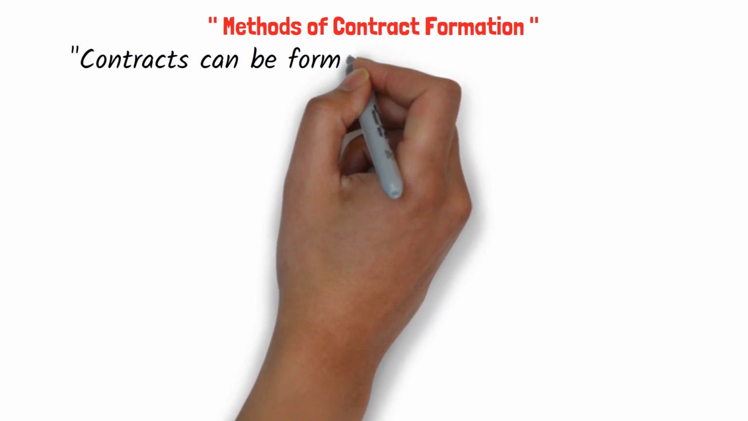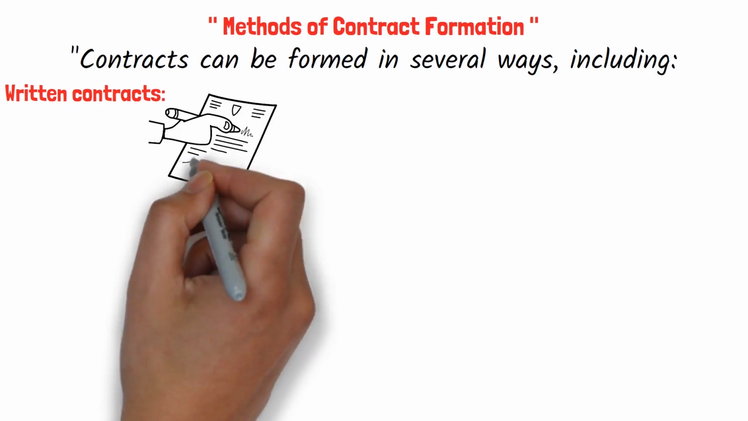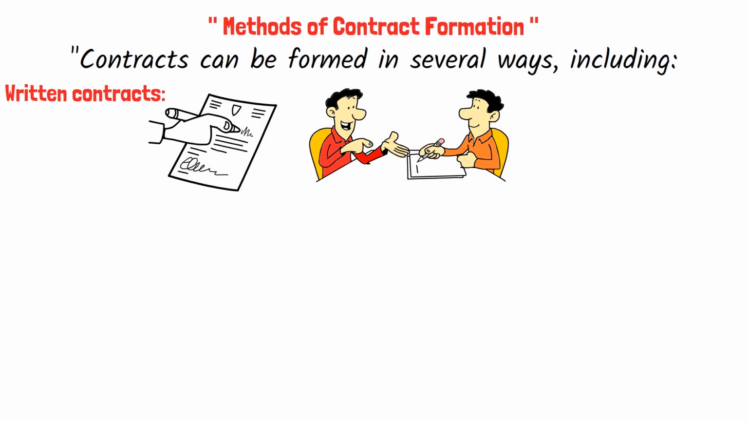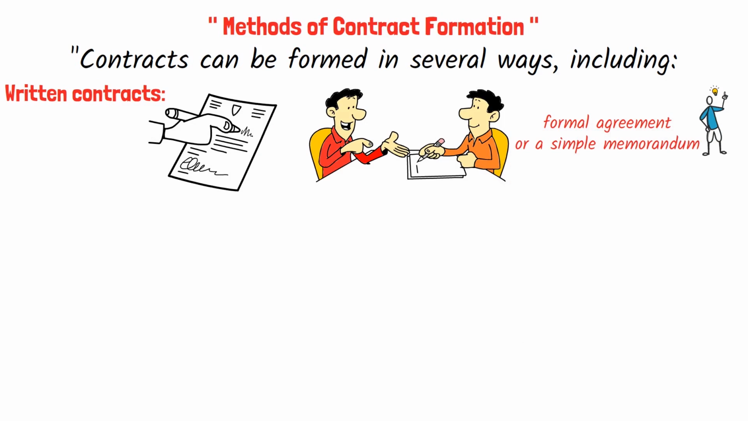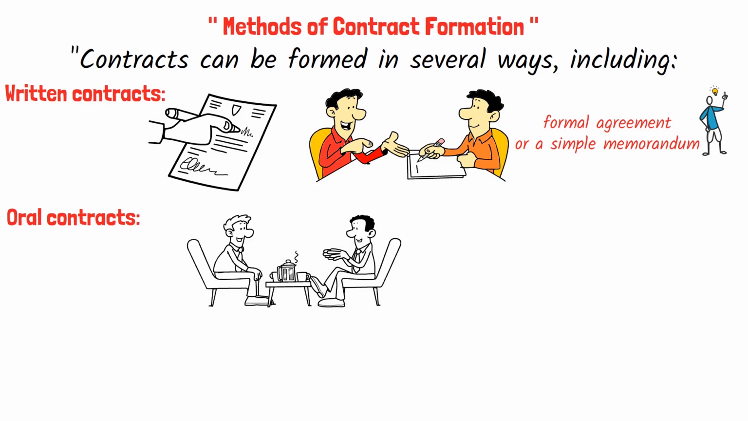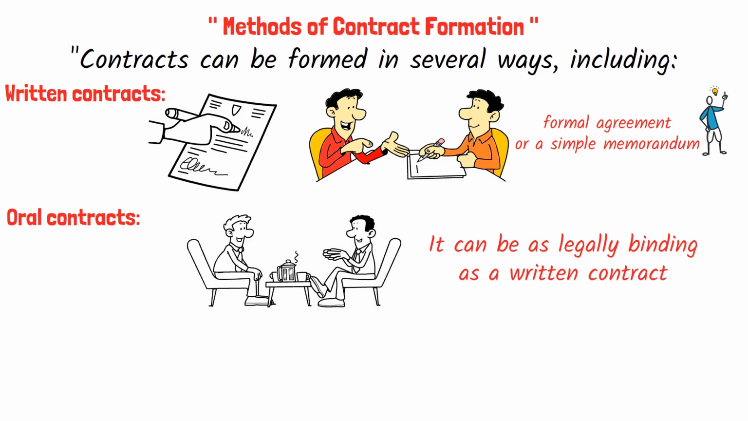Contracts can be formed in several ways, including written contracts. A written contract is put into writing and signed by both parties. It can be a formal agreement or a simple memorandum of understanding. Oral contracts. An oral contract is made verbally between the parties. It can be as legally binding as a written contract.